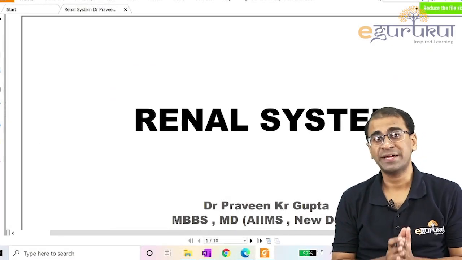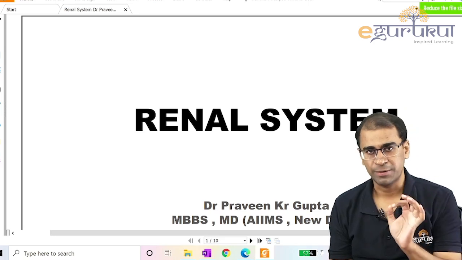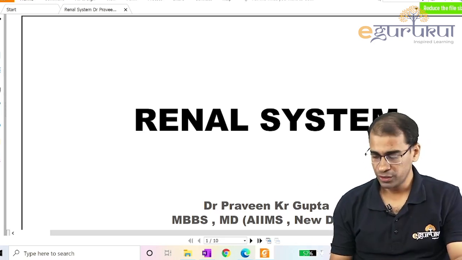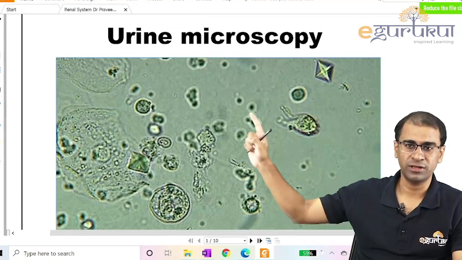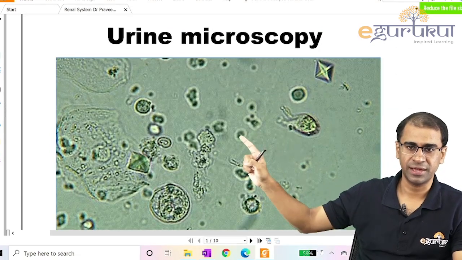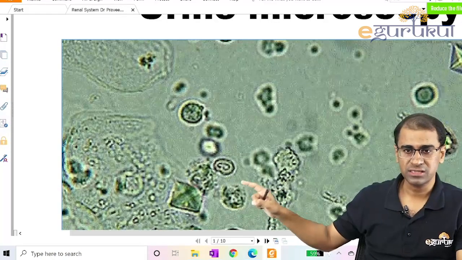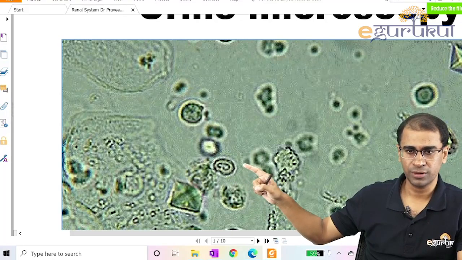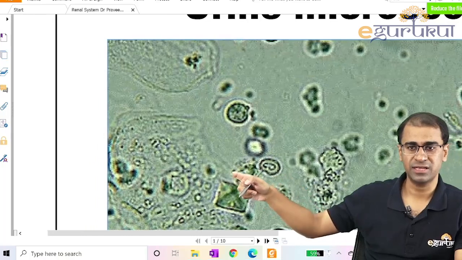In this system we'll talk about the kidney, one of the most important systems of systemic pathology, the renal system. So we'll first start with urine microscopy. As you see in this urine microscopy, these are all RBCs, this is an RBC, this again is an RBC, and this is actually again an RBC. Now the large one here is an epithelial cell.